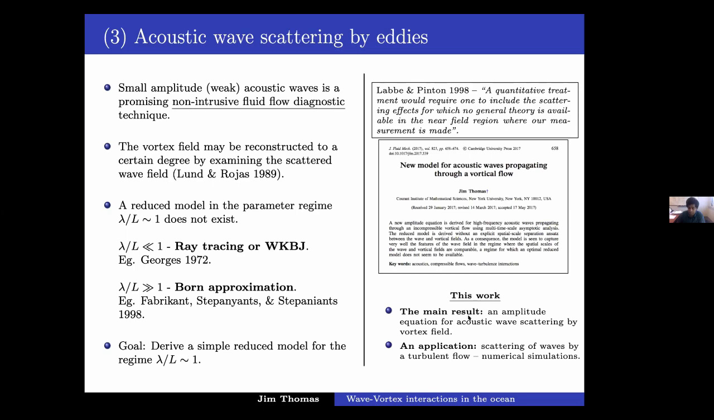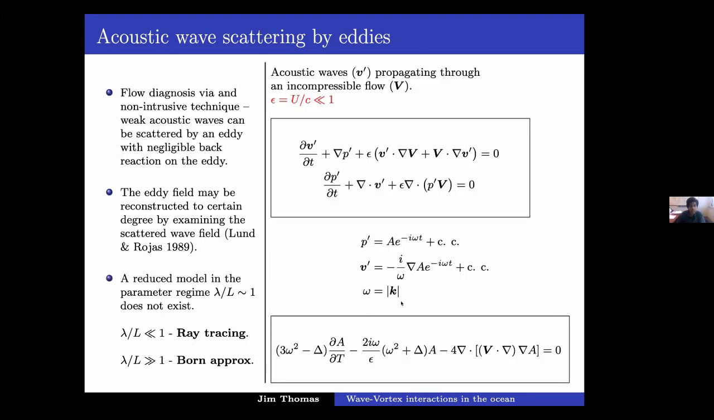I was able to derive an amplitude equation for this particular regime, and I'll show an application of this. So this is a model. The small parameter in this work is the Mach number, which models the ratio of fluid velocities to the speed of sound. So Mach number is small, and after some massaging, we get the equations into this form. Primes denote the wave field, and uppercase letters denote the vortex field. So this V is the vortex field.